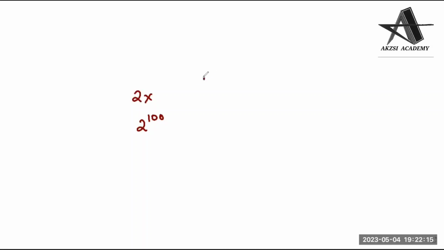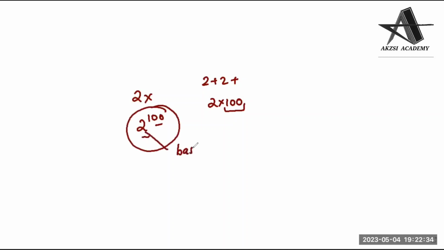That's the reason. Suppose I'm adding 2, 100 times, then I'll write 2 into 100, because I have added 100 times. Whereas if I'm multiplying, the best way of writing it is 2 to the power of 100. So this whole is known as what? Indices. This is your base number and this is your power.